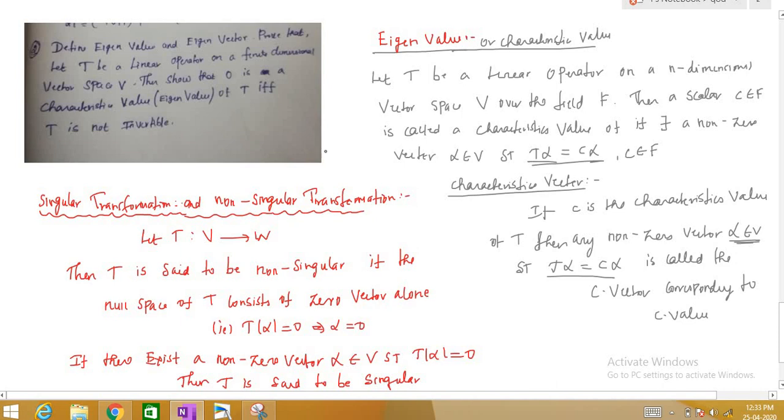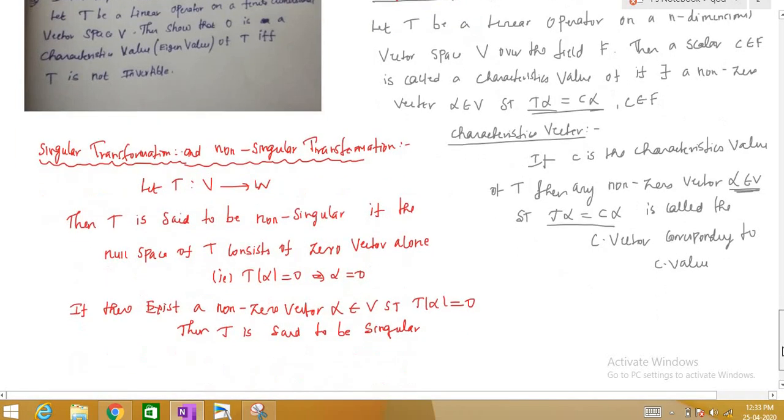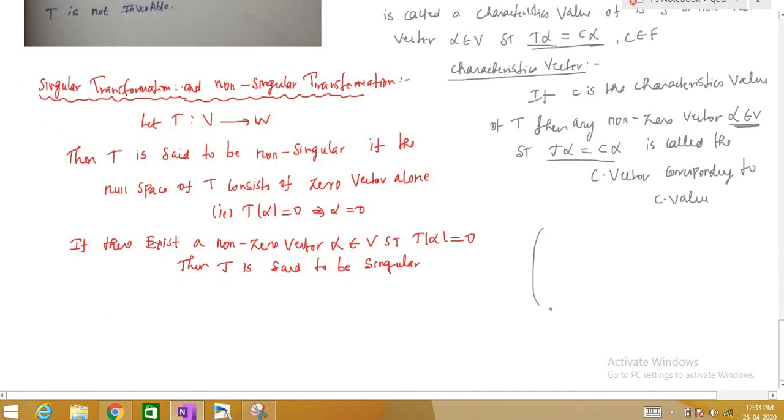So in a matrix, when the determinant is 0, we say it is a singular matrix, right? And we say the matrix is non-singular if the determinant is not equal to 0. So similarly, we will define what is meant by singular transformation and non-singular transformation. You know what is meant by kernel of T, right? So please go to the linear algebra playlist before watching this video.